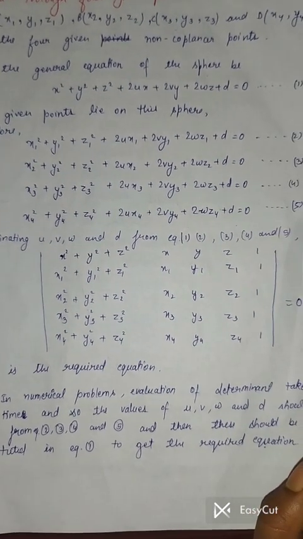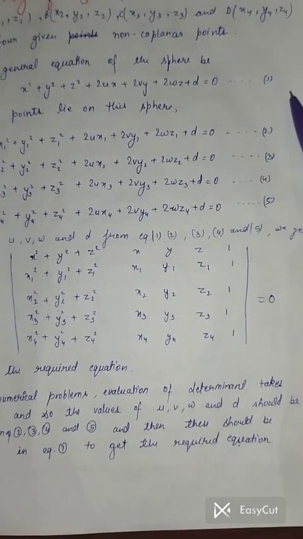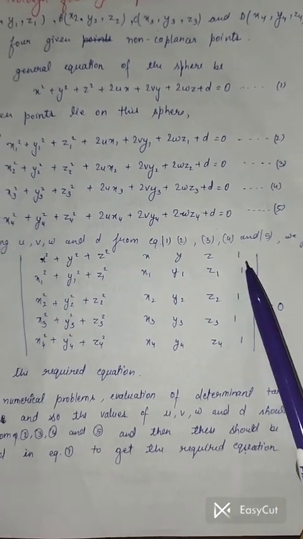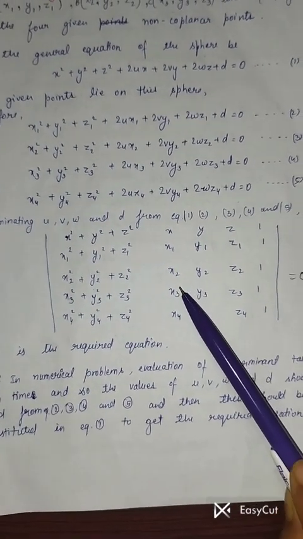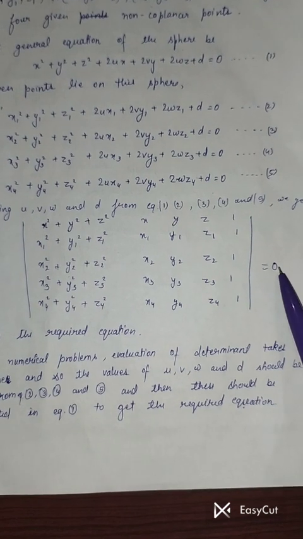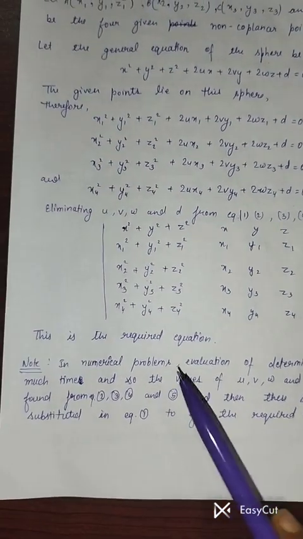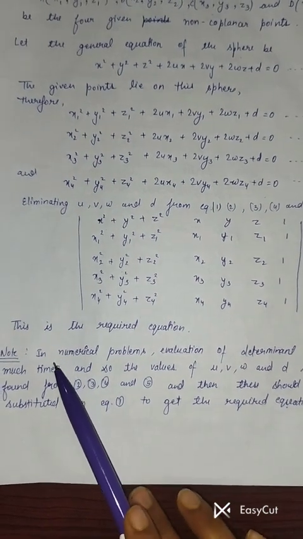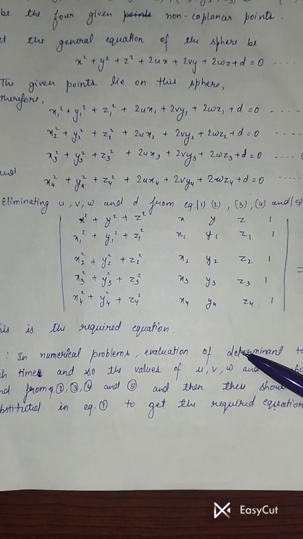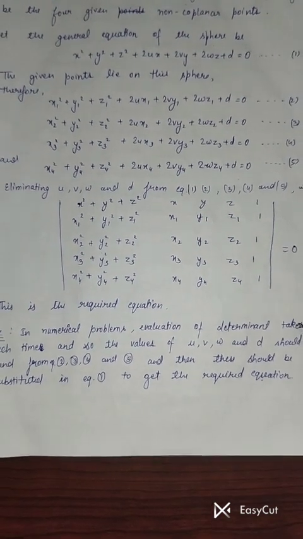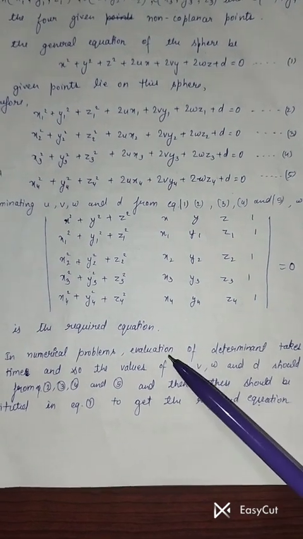Now, by eliminating the values of u, v, w and d from the equations 1, 2, 3, 4 and 5, we get the equation. You can see this is our required equation. There is a note in this method. While solving the numerical problem, evaluation of the determinant takes so much time. Therefore, we have another way to solve these.